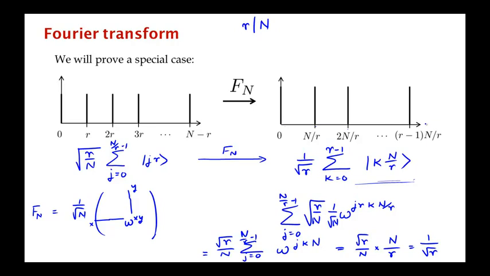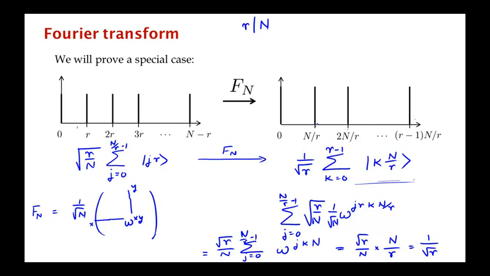The other way you can argue it is if you look at the amplitude of some other point which is not a multiple of n over r. Then you'll see that these omega to these powers will just precess around and they'll cancel out in the way we saw before. Okay, so in either case, what we've shown is that if you start with this periodic superposition with period r, you end up with this periodic superposition with period n over r.